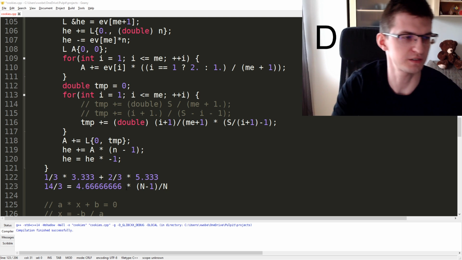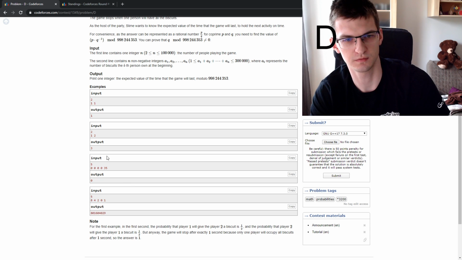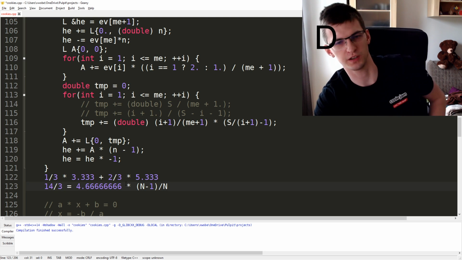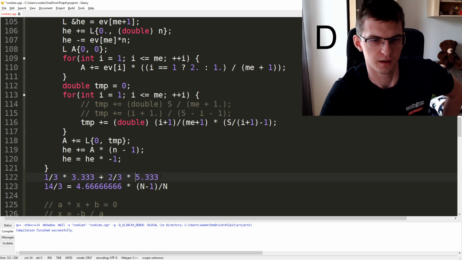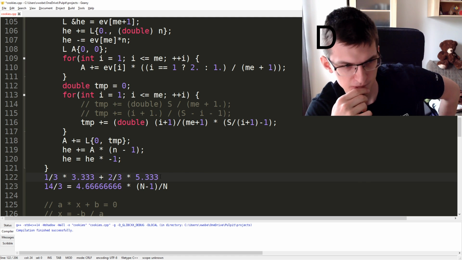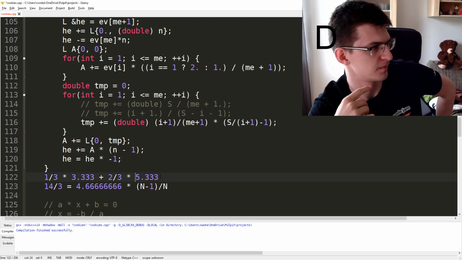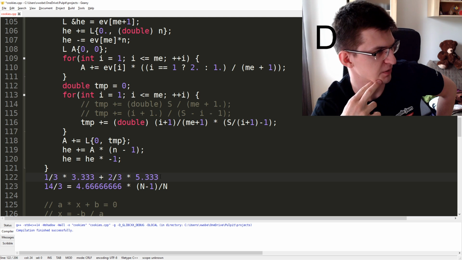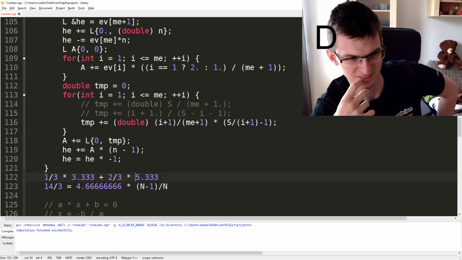What should be the answer? The answer should be 3. I'm not having 3 here. Is the probability of player 1 getting all the cookies 1 over s minus a1? No, it's not.